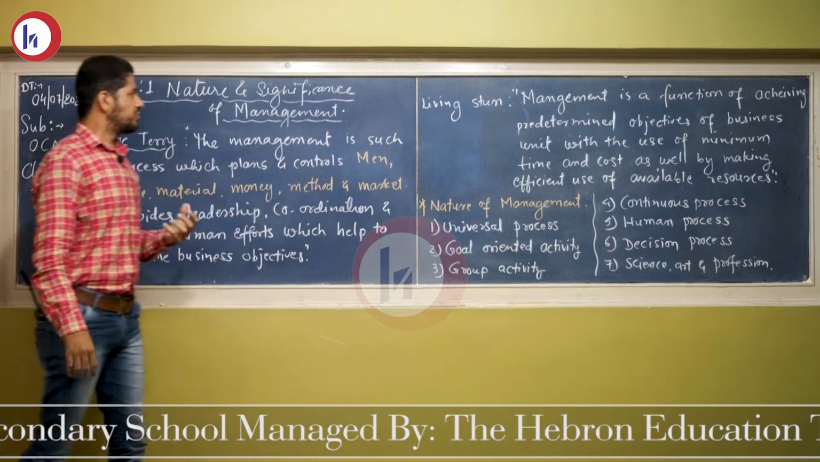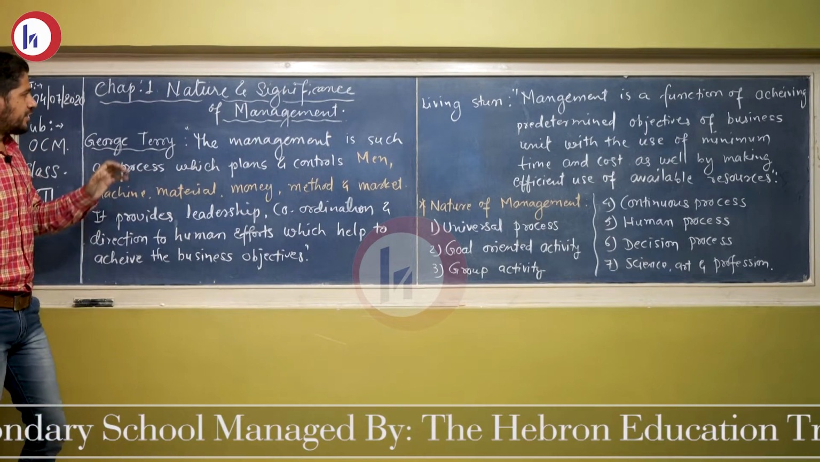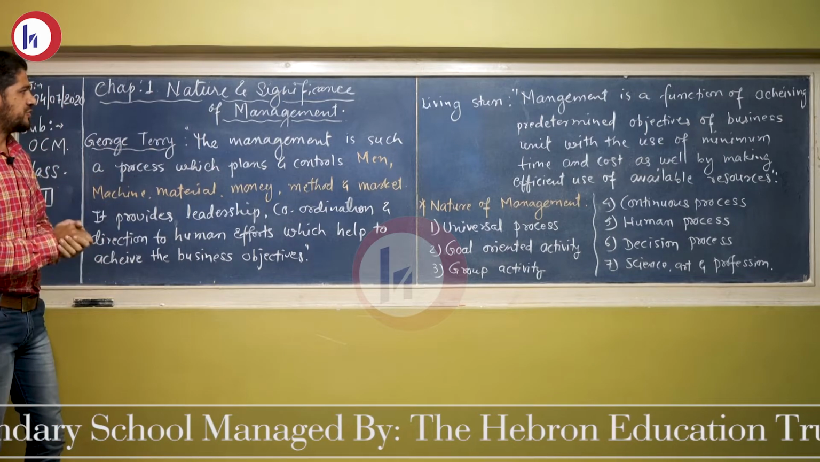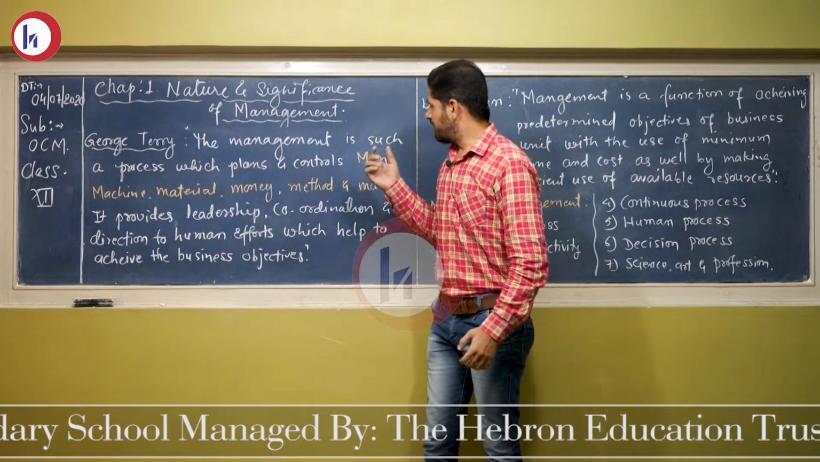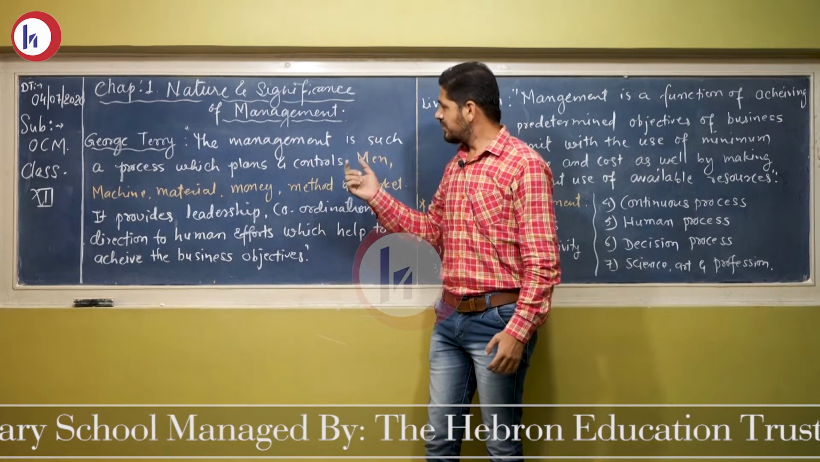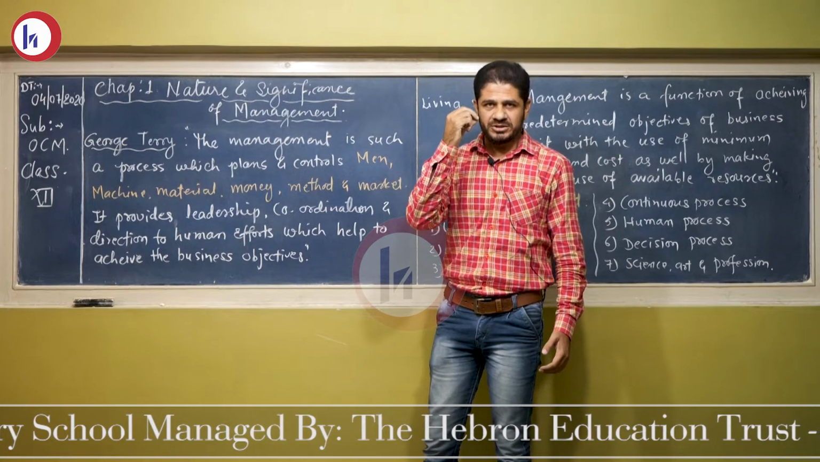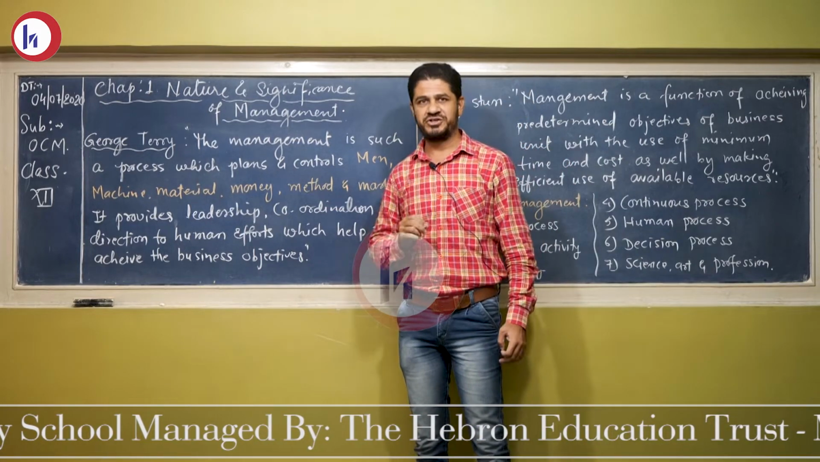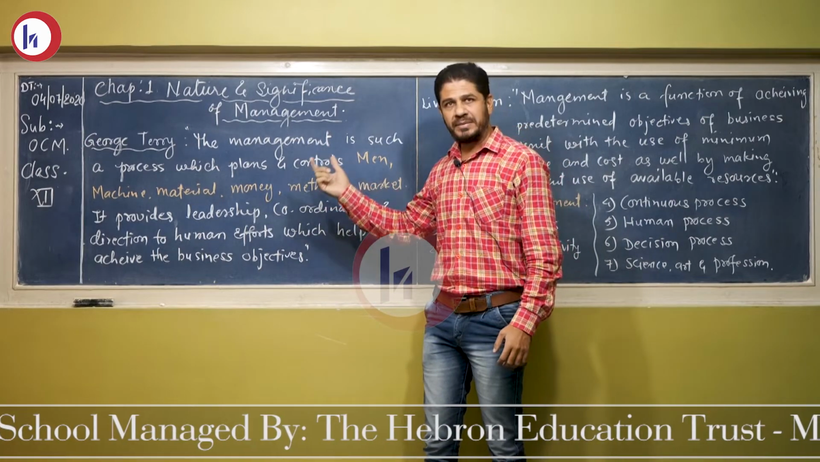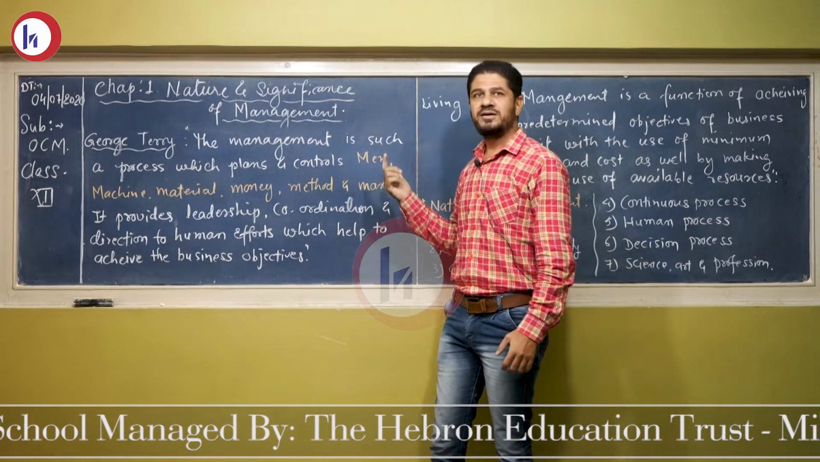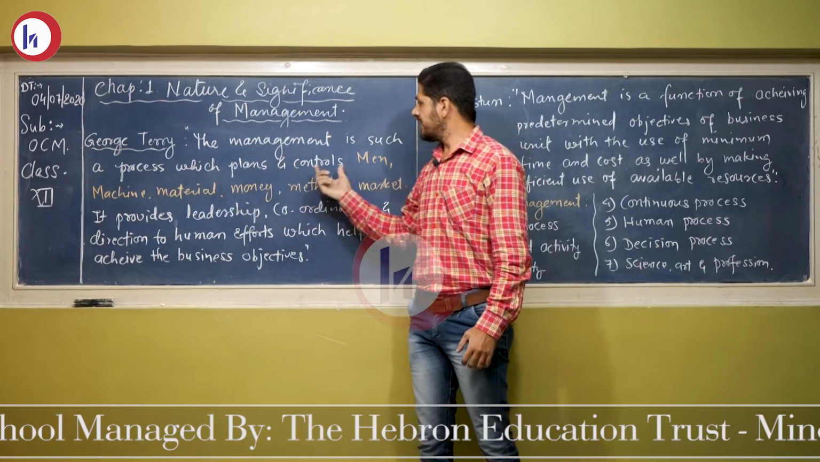Now, let's come to the third and last definition, which is given by George R. Terry. Management is such a process which plans and controls man, machine, material, money, method and market. That's why I call this definition the 6M definition. This is not 6 marks, it's 6M. Man, machine, material, money, method and market. The two words before this are plan and control.